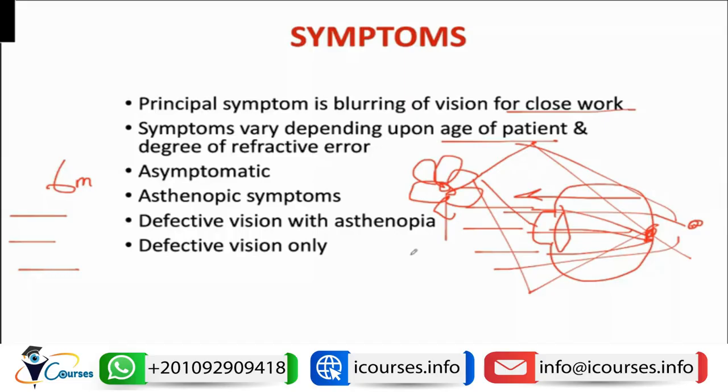So there are wide variations of presentation in hypermetropia. Either a patient can be asymptomatic, or he presents with asthenopia due to constant strain on his ciliary muscle, due to constant strain on accommodation. Or he can have defective vision with asthenopia, so he cannot see the near target initially, then the near and the far targets, or he can have only defective vision and doesn't have a problem with eye strain.